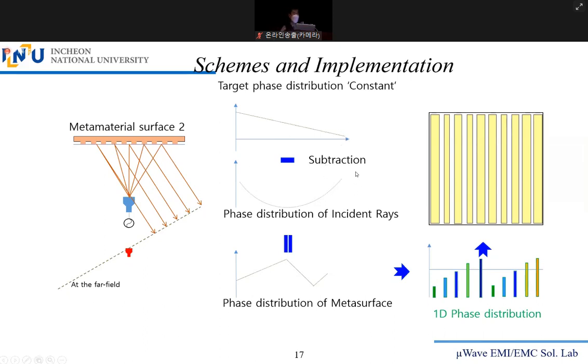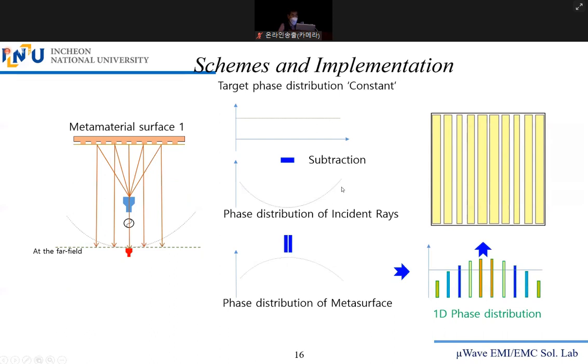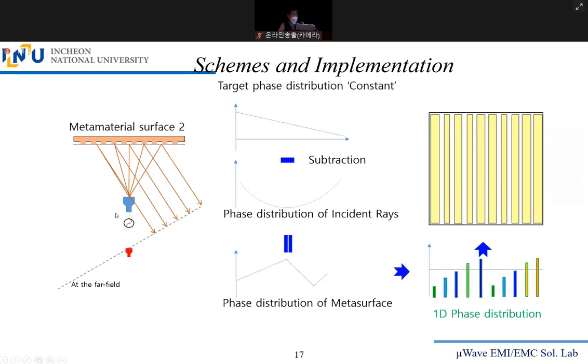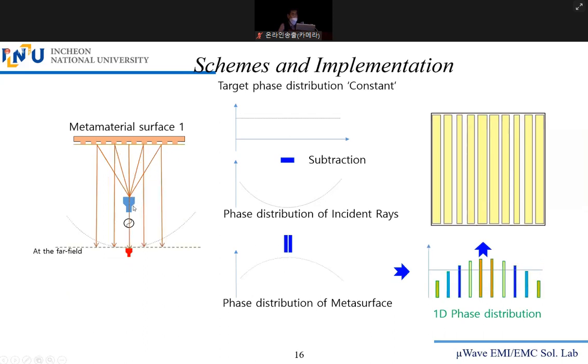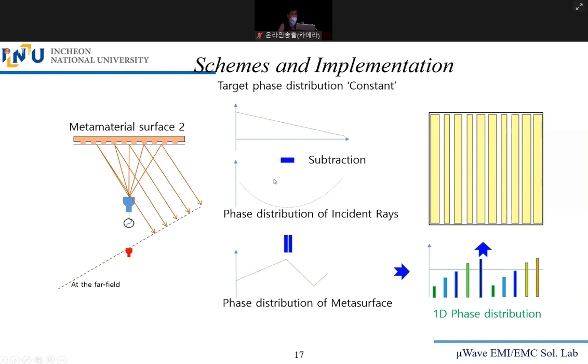I'm kind of a physicist explaining this to you. We already have this phase distribution of the incident rays. Why? We haven't changed the radiation source. We keep the radiation source the same as before, and we subtract this phase distribution from the new target phase distribution. You finally have the phase distribution of this.